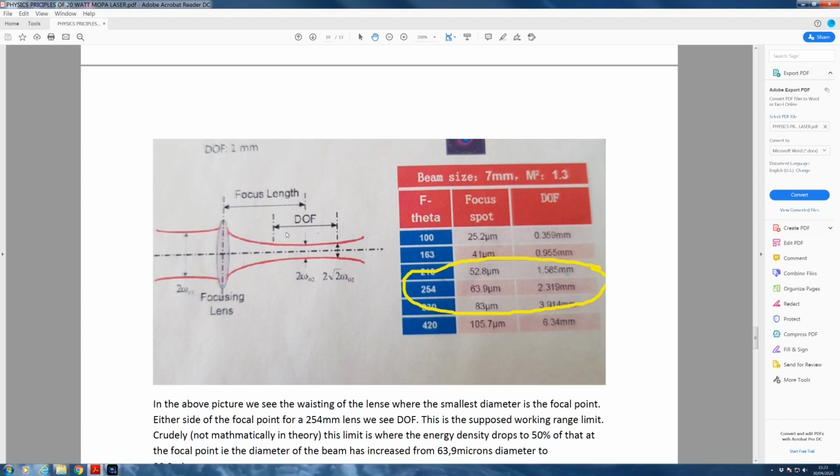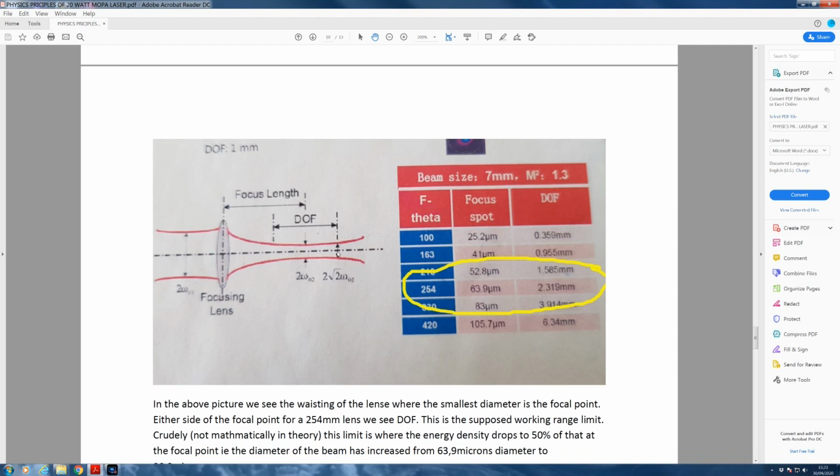We've got a useful working power. From other work that I've done, this depth of field stops at a point where approximately the area of the beam is twice the area of the waist. So if we've got a certain energy density at this point here, it will be half the energy density there.